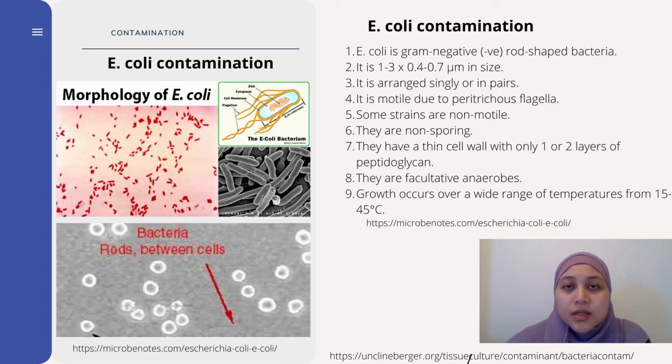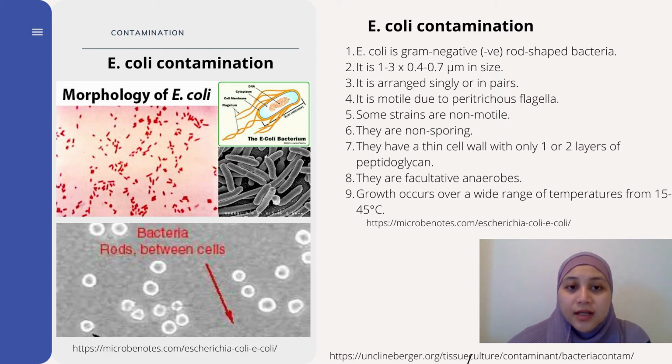E. coli contamination is another common bacterial contamination that occurs in cell culture labs. A few pieces of information about E. coli that you need to know. E. coli is a gram-negative rod-shaped bacteria. The size is about 1 to 3 times 0.4 to 0.7 micrometer.